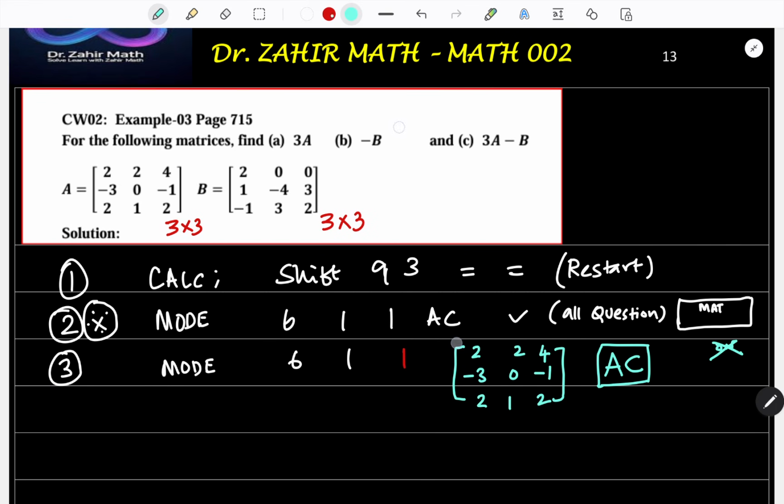Now step number 4, right? What is step number 4? In step number 4, you need to give the data B. Now the data A is already done in the calculator. We are going for data B now. So again start mode. Okay.